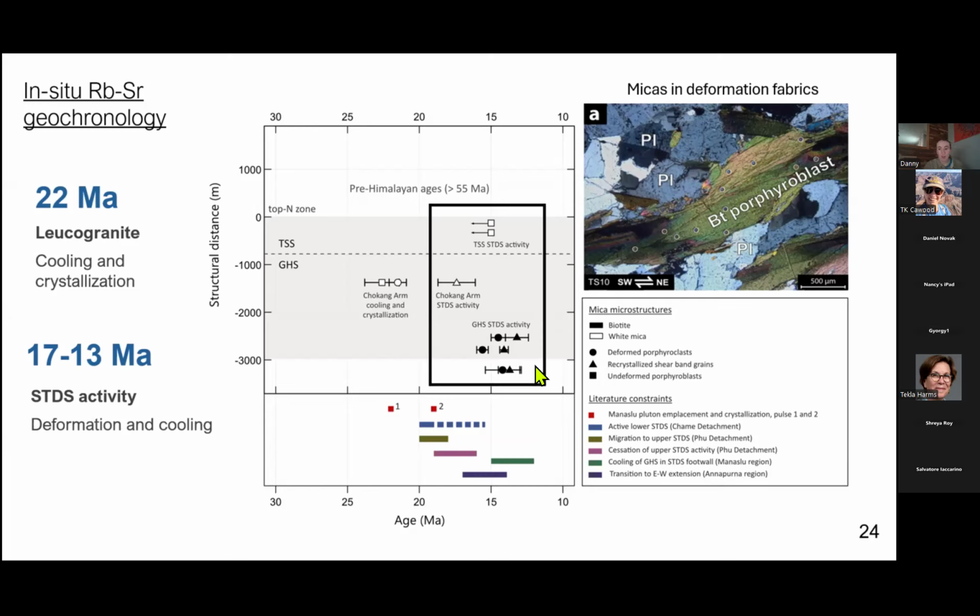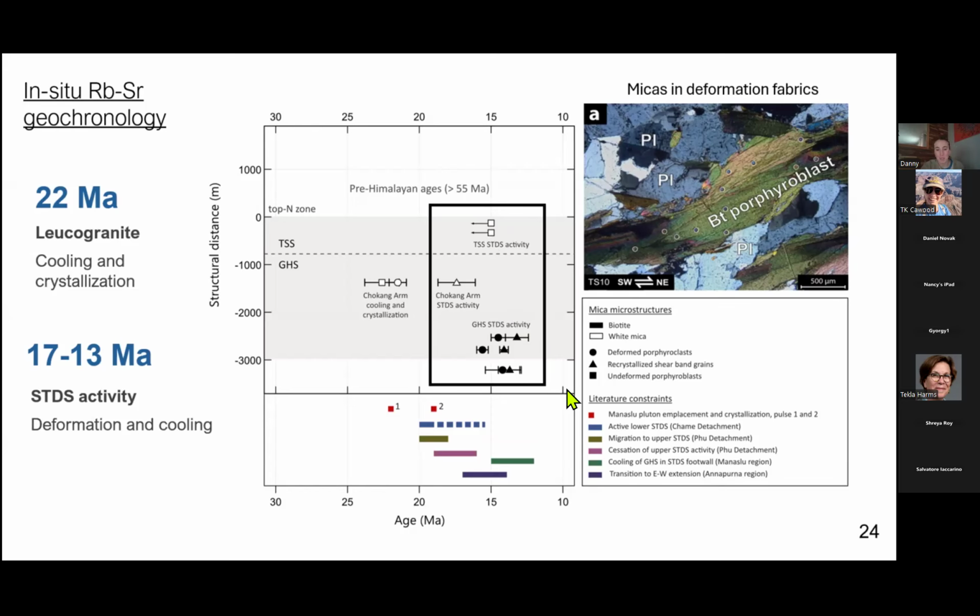So now if we look inside the box, we can see that the timing of deformation and cooling varies slightly along the transect. This can either indicate that at different structural levels the deformation occurred at slightly different times, but it's much more likely just the result of applying the rubidium strontium method to different types of micas with different effective closure temperatures and different sizes.